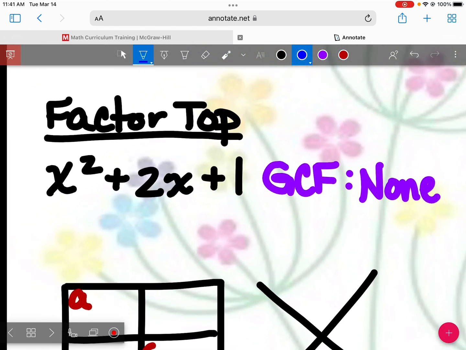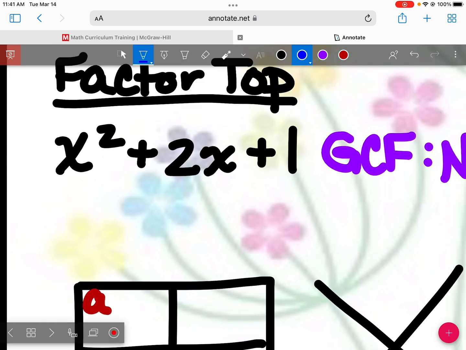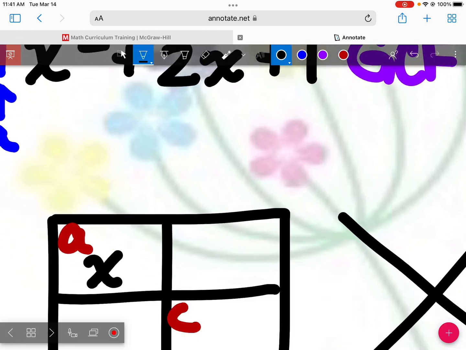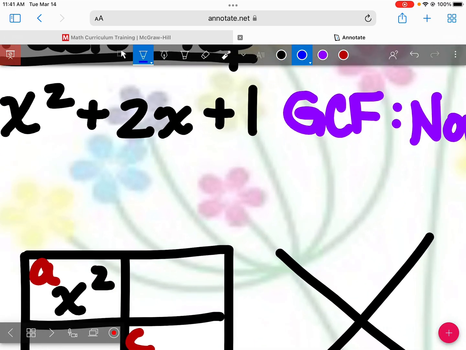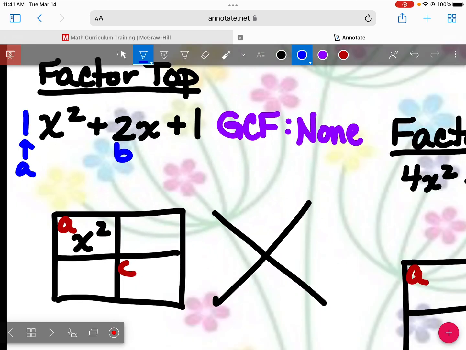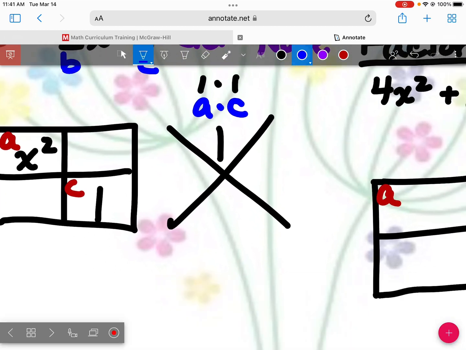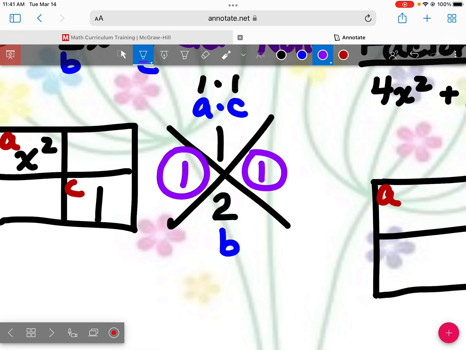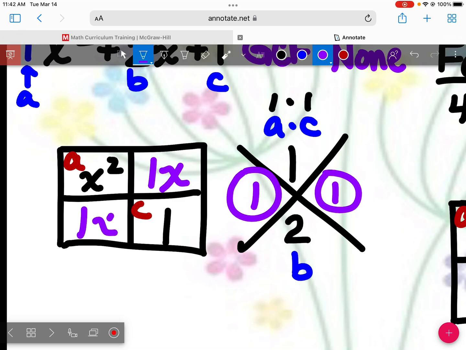So I need my A, my B, and my C. What is A? It's x squared. We have a 1x squared for A. What is B? 2x, so 2 for B. And what's C? Positive 1. C goes down here. We multiply A and C together to get the top. So I'm going to multiply 1 and 1. I need 2 numbers that multiply to give me 1, but add to give me 2. It's 1 and 1. So 1x and 1x.